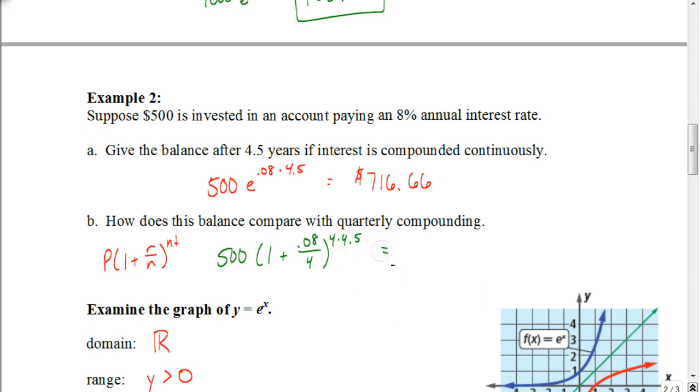And if you type that in your calculator, you have to make sure that you do this whole exponent, not just to the 4th power, but to the 4 times 4.5. If you do that in your calculator, you end up getting $714.12. So to figure out how much this compares, if I subtract these, compounding continuously is $2.54 more.